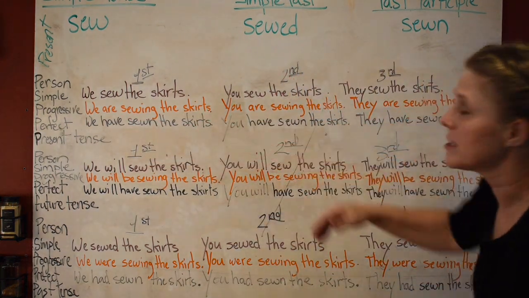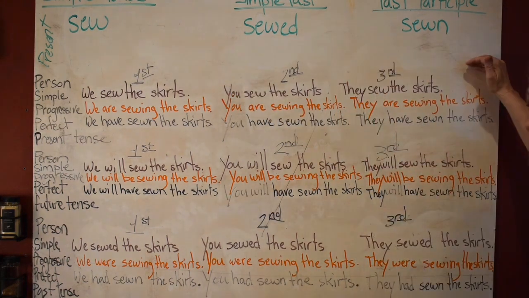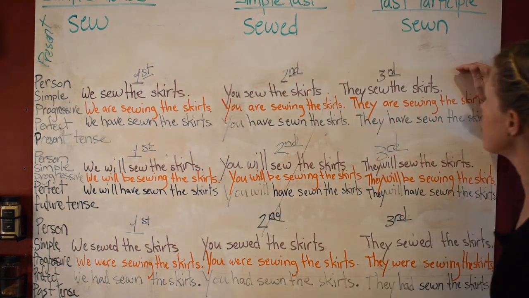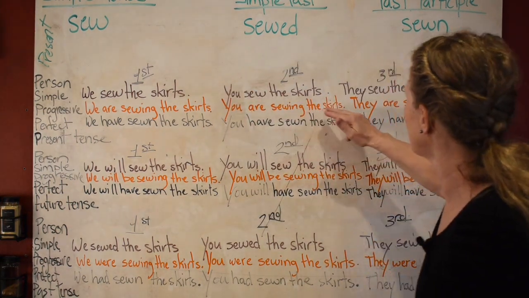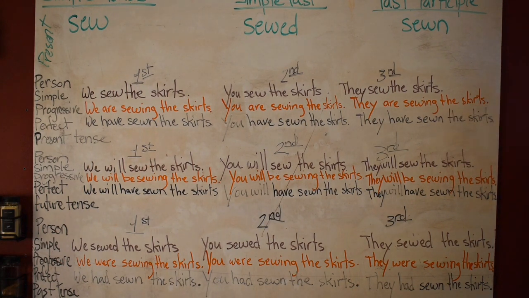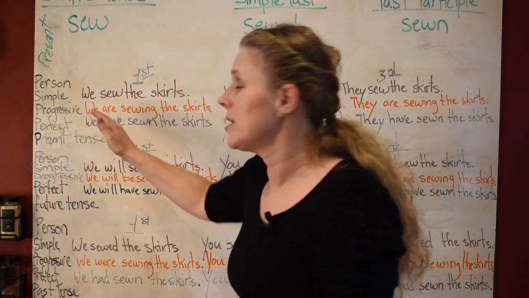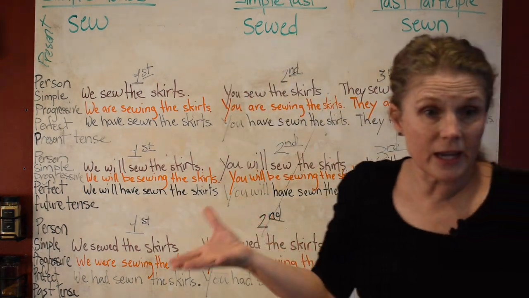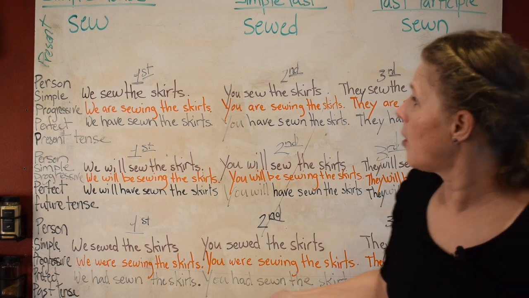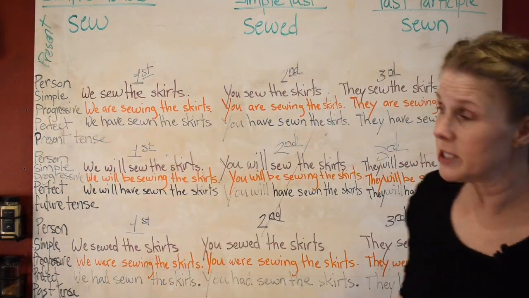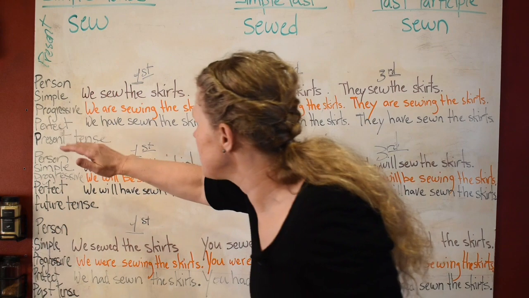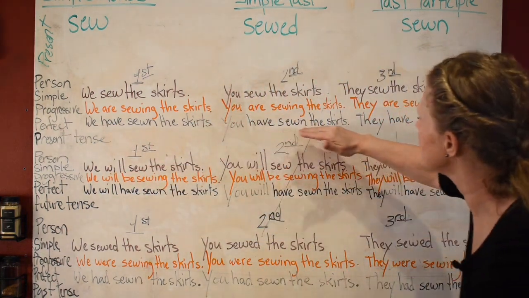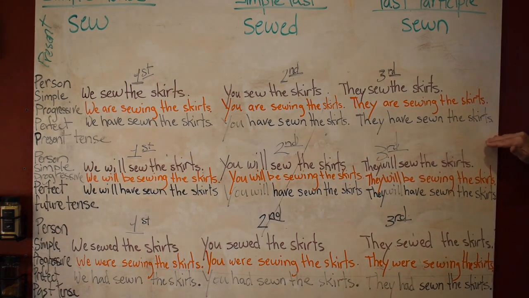Same with second person. It matters with your first, second, and third person to understand those. But see, look, it's not changing in first, second, or third person in the plural. You are sewing the skirts. They are sewing the skirts. They're the same. You don't have to change. But you do need to understand your first, second, and third person. Where it really changes is when you are in the singular. And that's when you need to pay attention to what happens. In the perfect present tense, this is what you use. We have sewn the skirts. You have sewn the skirts. They have sewn the skirts.